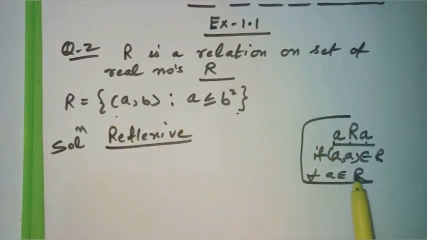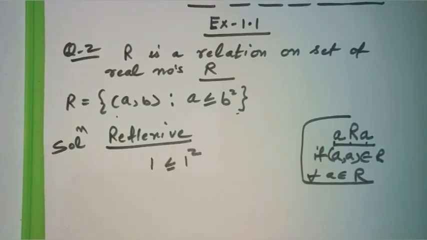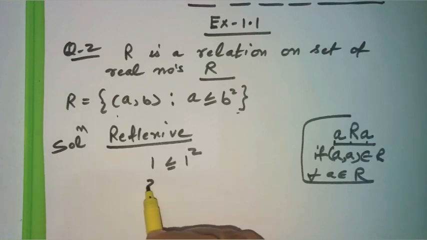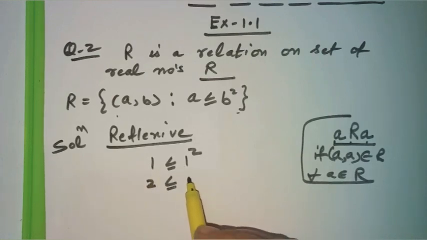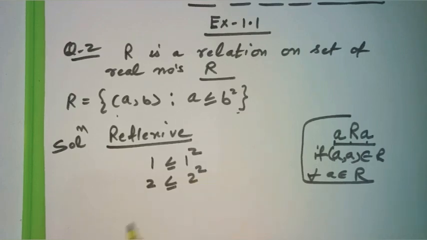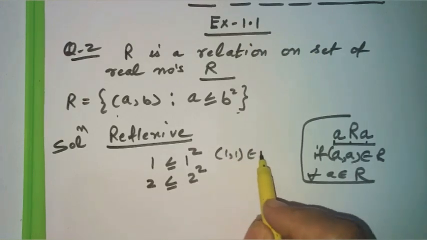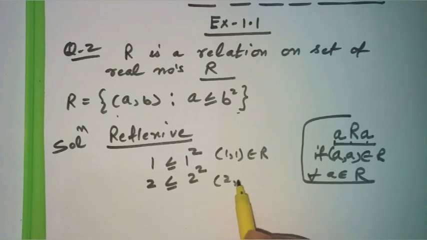So I have to check: is every real number less than or equal to its square? Oh yes, it is true for 1. 1 is a real number. Let us take another real number, 2. Is 2 less than or equal to 2 square? Yes, it is also true, because 2 is less than or equal to 4. So we can say (1, 1) belongs to R, and (2, 2) belongs to R.